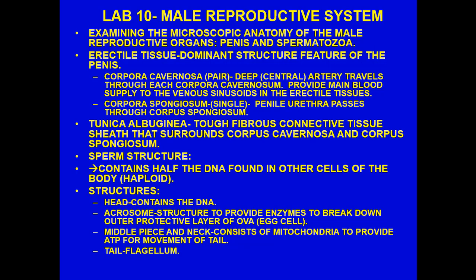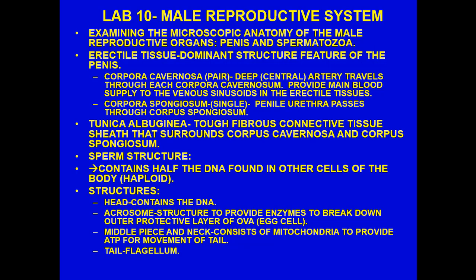They're deep. They have central arteries that are deep inside, and basically they have the blood traveling through each of the corpus cavernosa, and they will provide the main blood supply for the venous sinusoids. What happens is the artery delivers the blood. The venous parts will take away the blood in the erectile tissues.